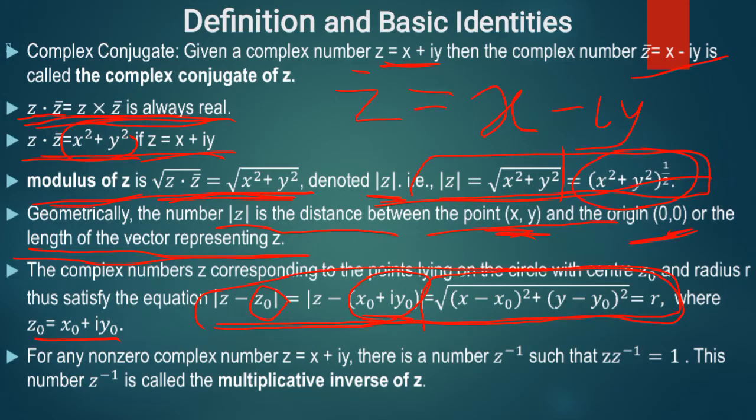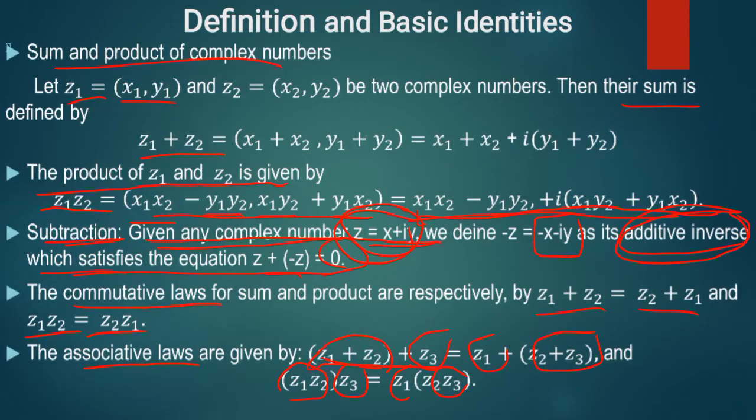For any non-zero complex number, there is a number called z inverse such that if you multiply the two of them, it equals 1. This number, z inverse, is called the multiplicative inverse of z. Remember you saw an additive inverse earlier on. Let's look at it again. We saw an additive inverse. Where did we see it? Good, there it is. We saw an additive inverse before.